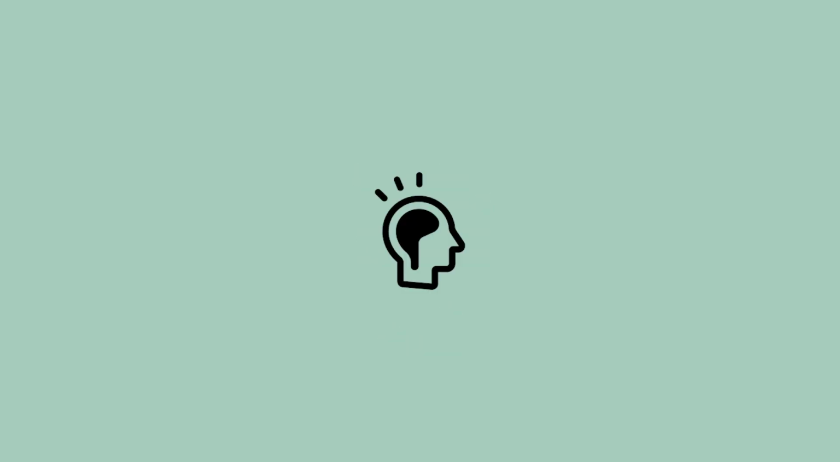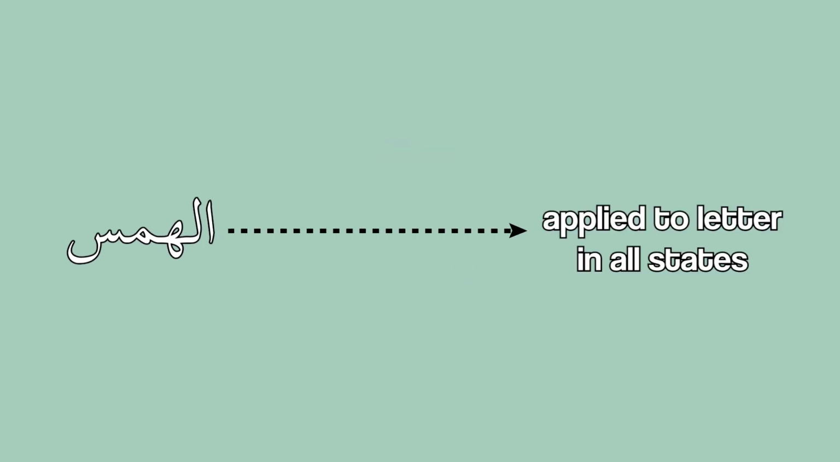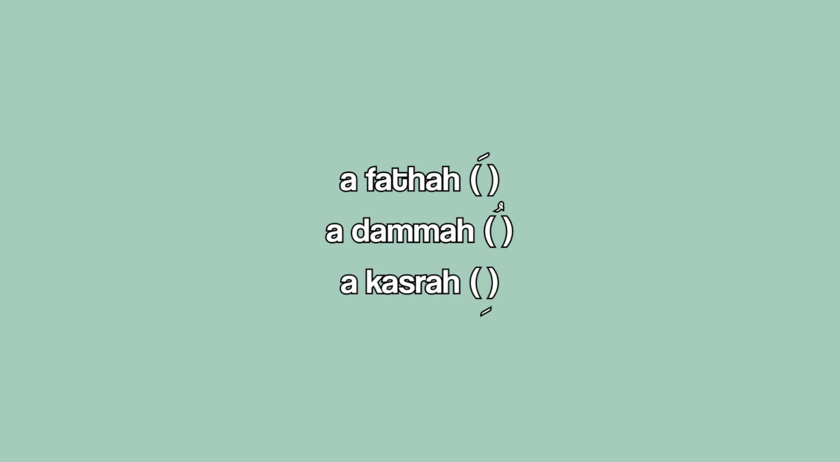It's important to note that the characteristic of al-hams, and likewise any other characteristic, is applied to the letter regardless of the state that it is found in. Now, although it is made more apparent when the letter is sakin, the characteristic should be applied regardless of whether the letter has a fatha or a dhamma or a kasra.